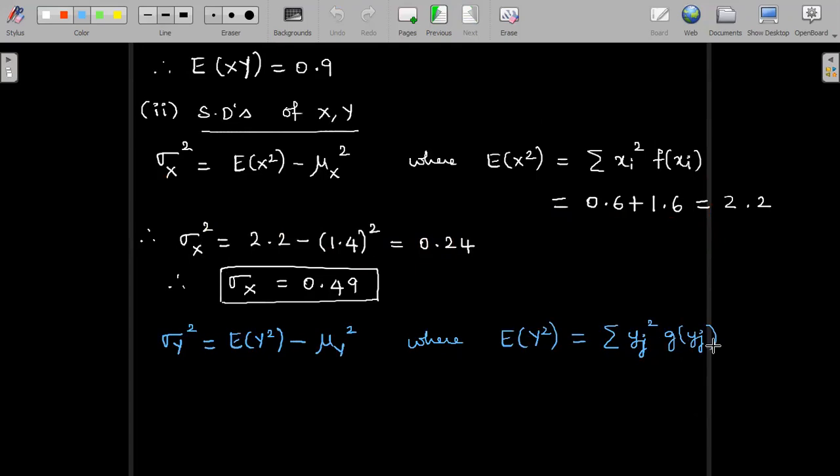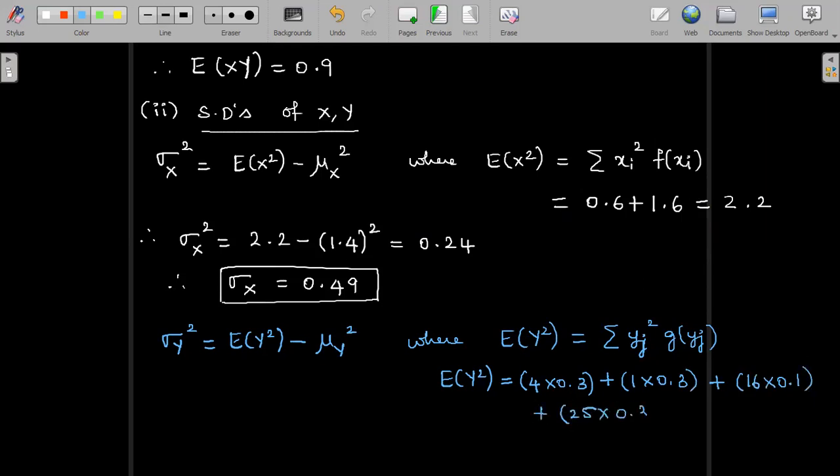So that is going to give us E of y square is equal to minus 2 the whole square is 4, so 4 into 0.3, plus minus 1 the whole square is 1, 1 into 0.3, plus 4 square 16, 16 into 0.1, and the last value would be 5 square 25 into 0.3. So we are now getting E of y square value as, yes, of course, using calculator, this can be obtained as 10.6.